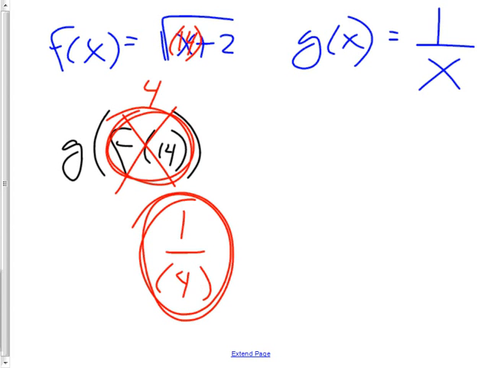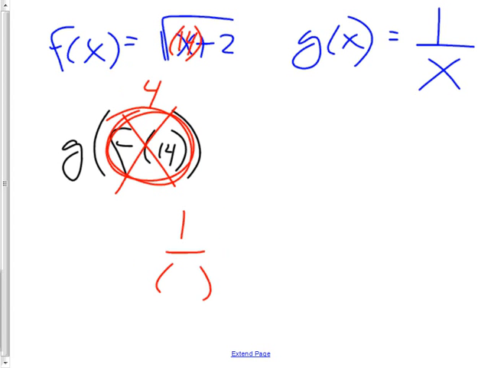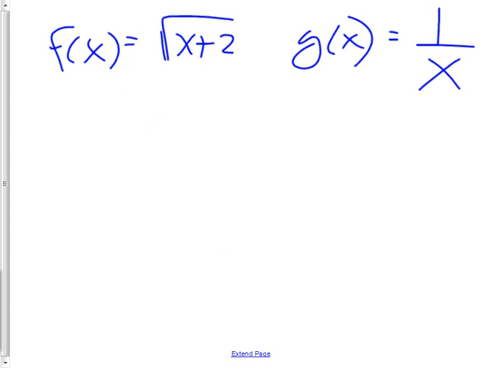Okay, good. Now, it gets harder. Actually, let's use the same functions again. I'll just delete them this way. What's f of g of x?